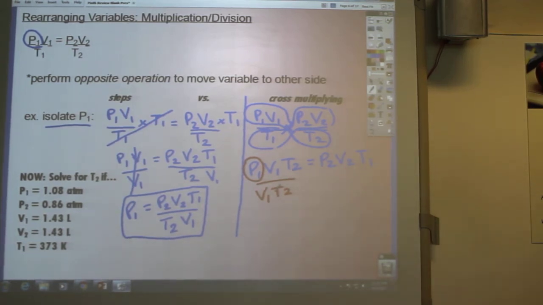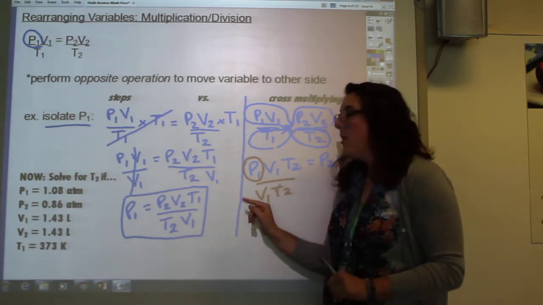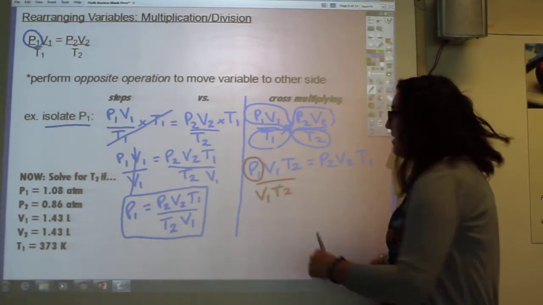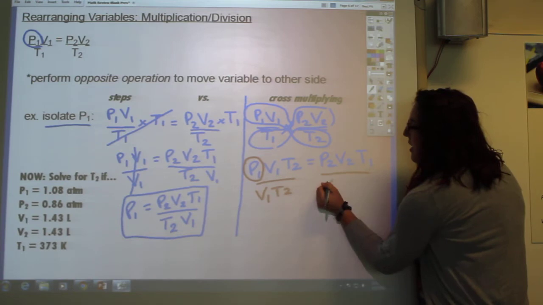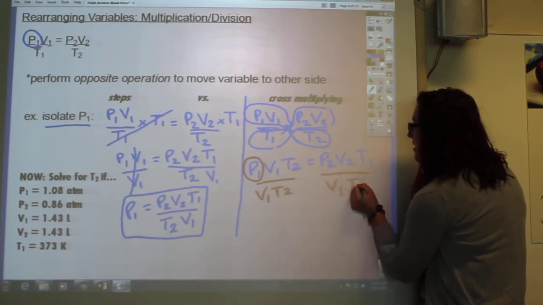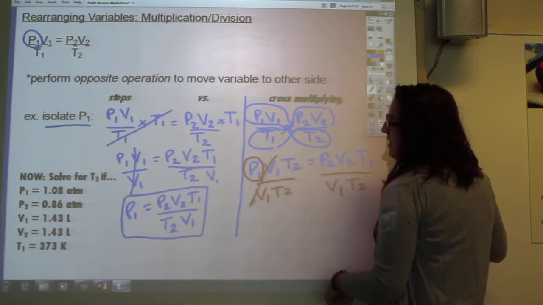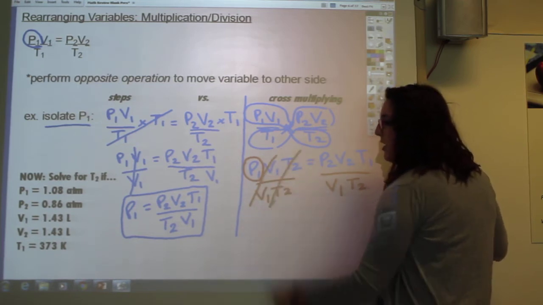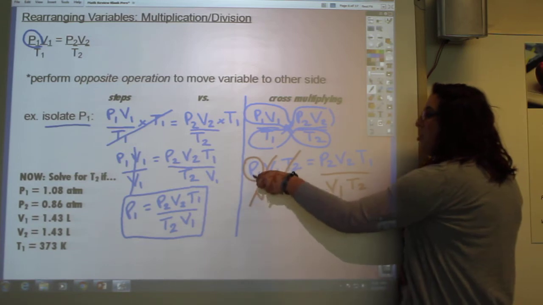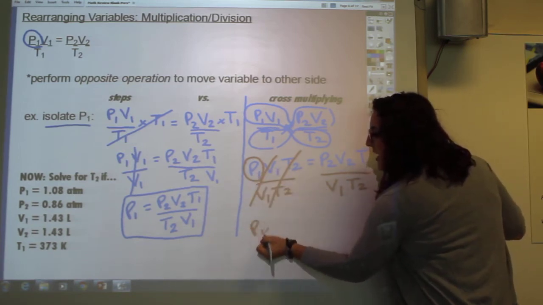And if I divide by V1 and T2 on the left side, I also have to do the same thing on the right side. V1, T2. Now we know V1 divided by V1, that's going to cancel. T2 divided by T2, that's going to cancel and leave us with just P1 on the left side.